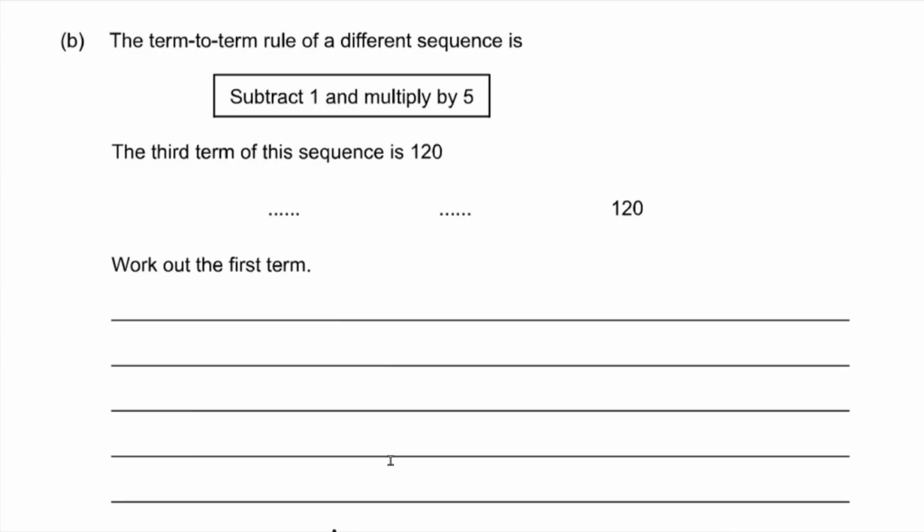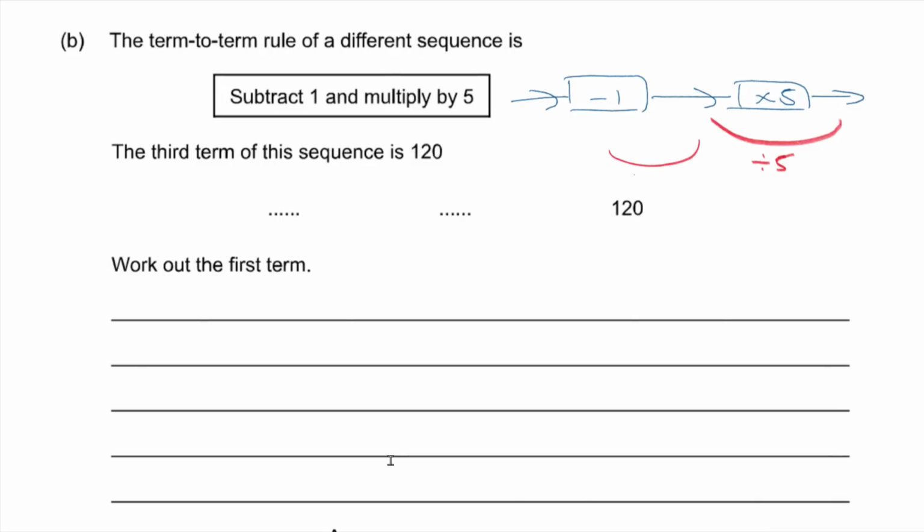Part B says the term-to-term rule of a different sequence is subtract 1 and multiply by 5. The third term of this sequence is 120. Work out the first term. Okay. So we need to work backwards again. So again, if we had a function where we are subtracting 1 and then multiplying by 5, and we want to go through that function backwards, then going back the other way, look, we're going to be dividing by 5 first, and then we're going to be adding 1, and that's going to get us back to where we started from. So if I take u3 as 120, if I want u2, I'm going to have to work backwards like that, aren't I?